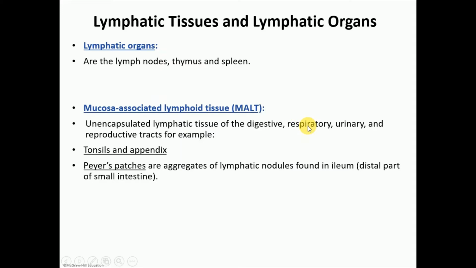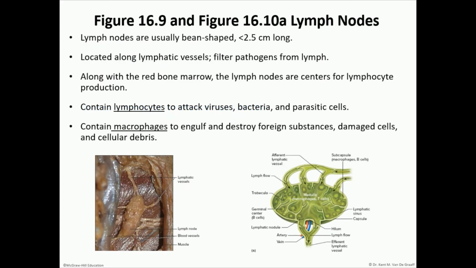So all of these areas where there is a connection between the outside world and the internal environment of our bodies, we need to have that lymphatic tissue in order to try to capture and prevent germs from entering the body. So take a look at lymph nodes. Lymph nodes are very tiny. This is a real lymph node, and this is a depiction, kind of like an image of it. These lymph nodes are very tiny, kind of like pea-shaped, and they are going to filter pathogens.